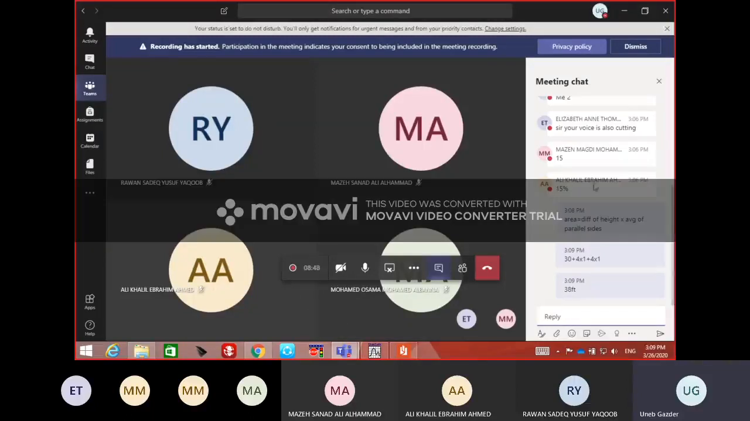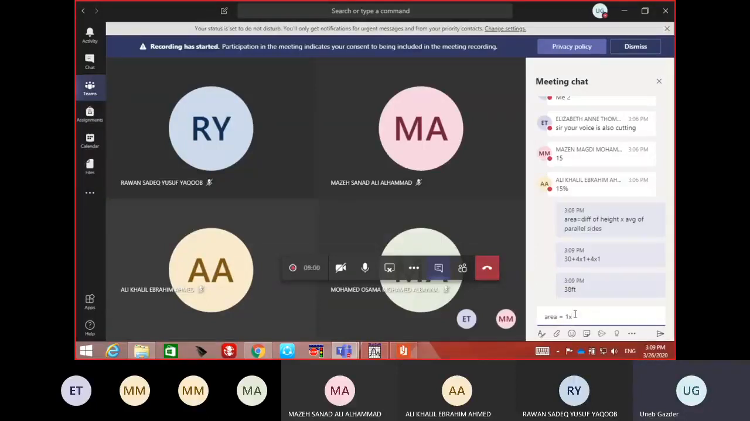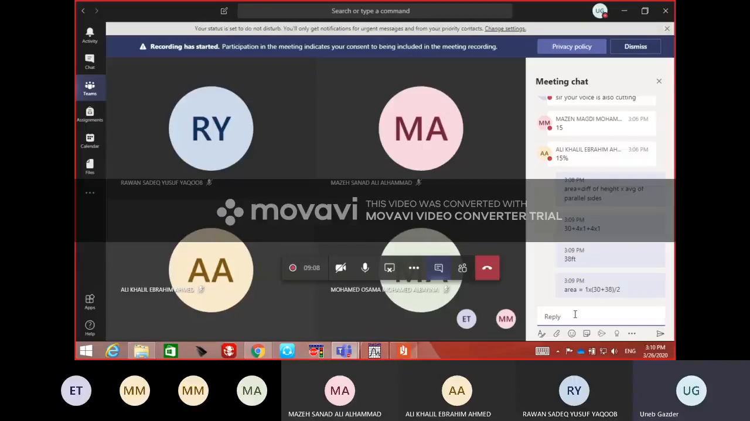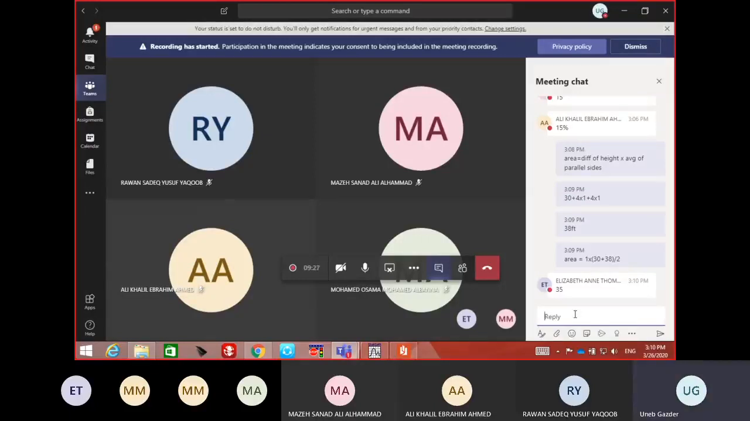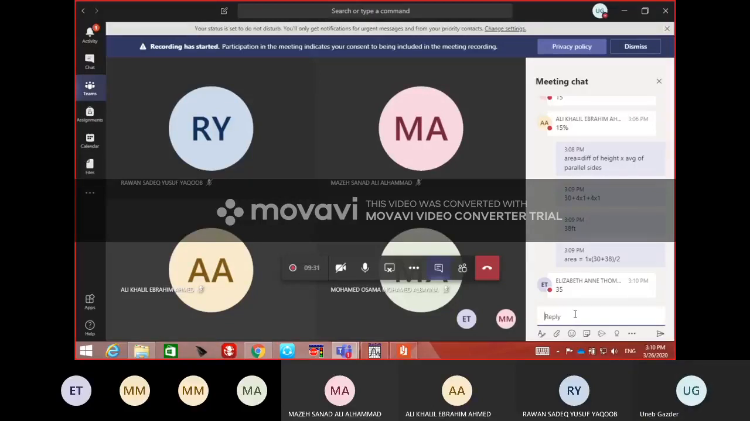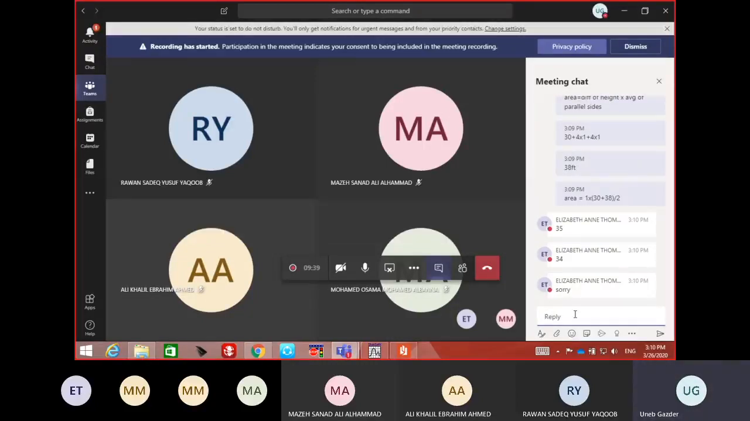So if I apply the equation of the parallelogram, which I just showed you, the area of the parallelogram will be difference of height, which is 1 foot, into the average of the parallel sides. So road level is 30, ground level is 38. I have to take their average. So this will be 1 into 30 plus 38 upon 2. How much is this? Okay, 34 square feet, because everything was in feet. So 34 square feet.